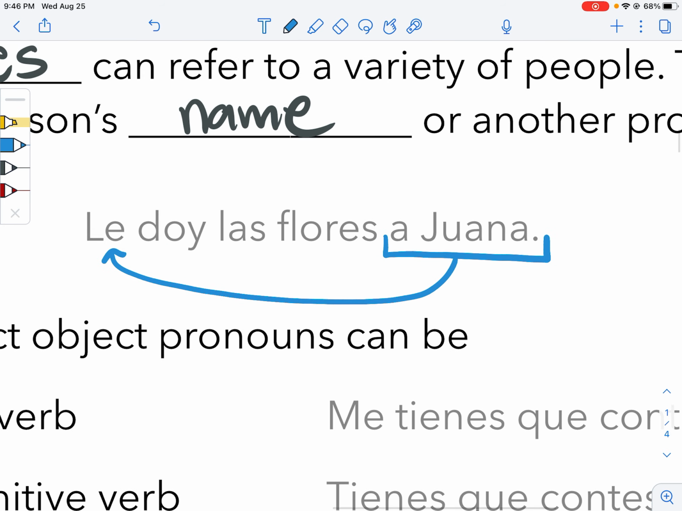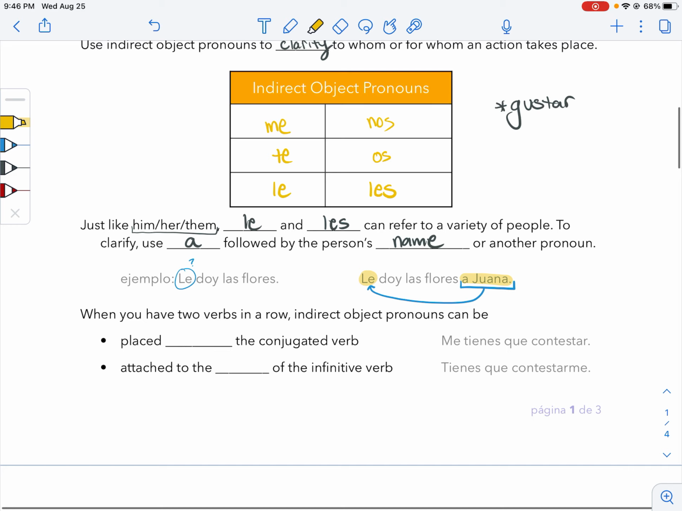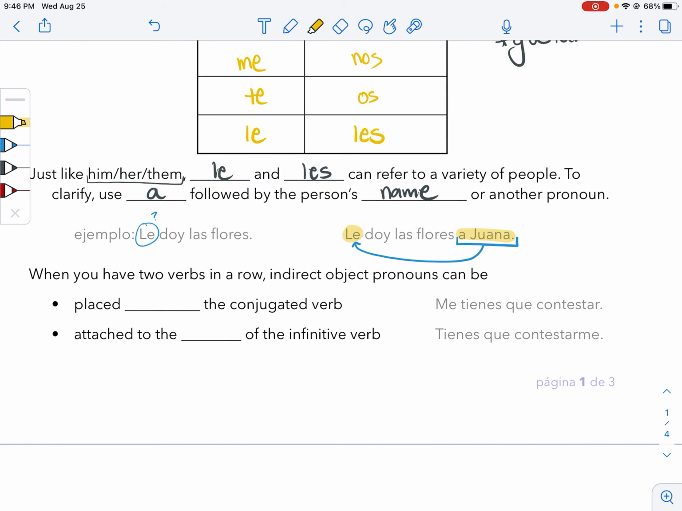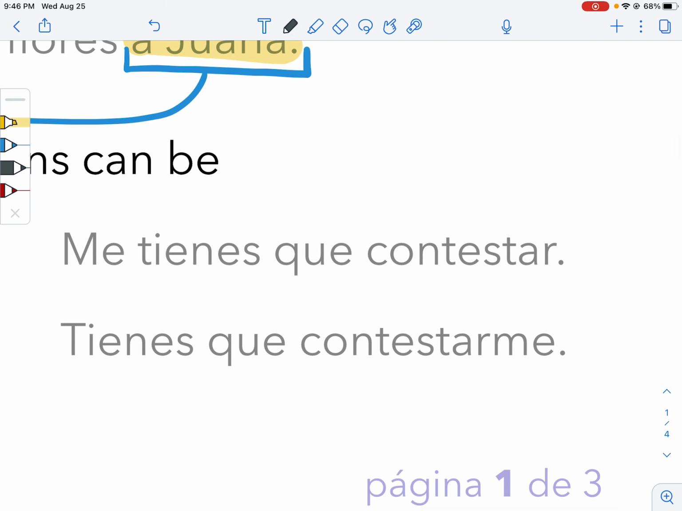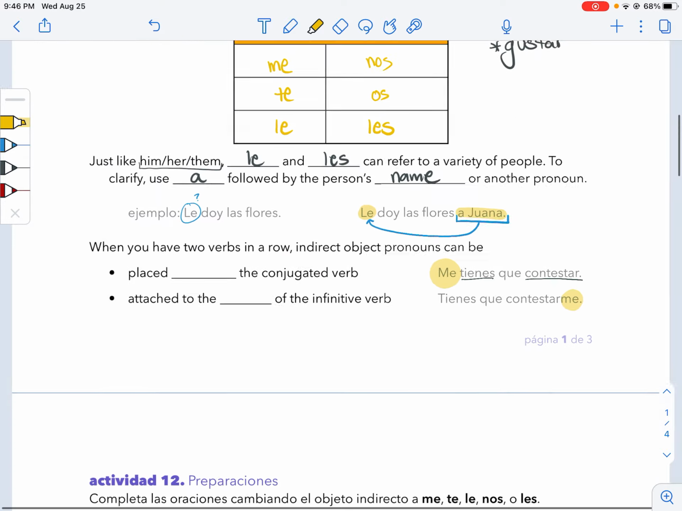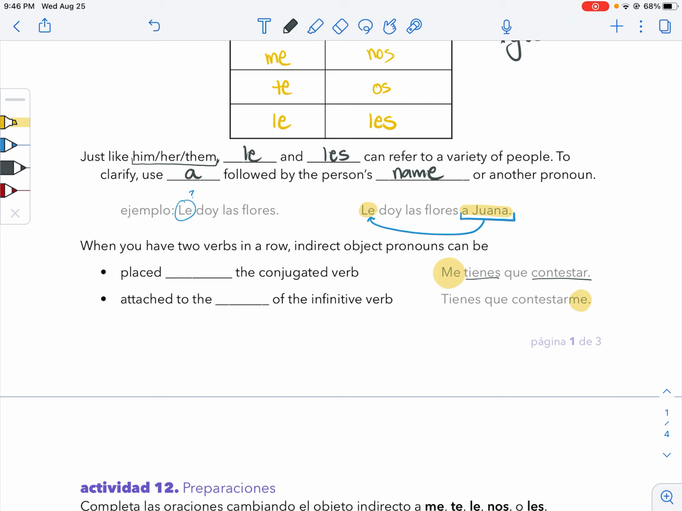In English, this doesn't hold up. We wouldn't say, oh, I gave her the flowers to Juana. We would just say, I gave the flowers to Juana. But in Spanish, we need both le and a Juana. So that's exciting. Just like with our direct object pronouns yesterday, if you have two verbs in a row, like tienes and contestar, your pronoun is either going to go right before the conjugated verb or it'll be attached onto the end of the infinitive verb.